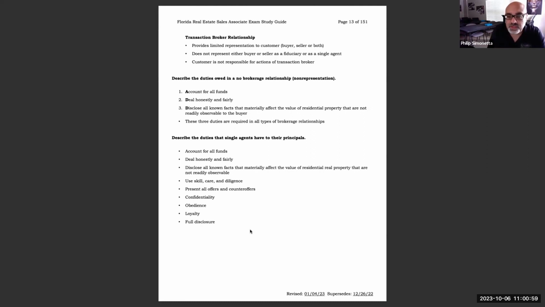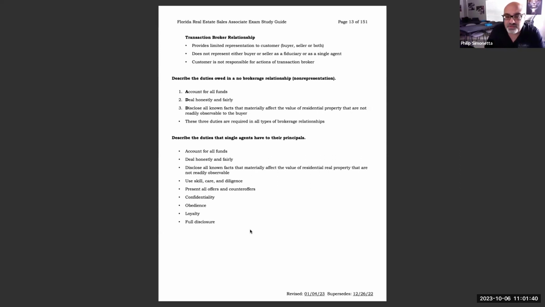So let's describe the duties for each of these relationships. Describing the duties owed in a no brokerage relationship, this would be non-representation. You have 3 duties. The acronym is ADD: account for all funds, deal honestly and fairly, disclose all known facts that materially affect the value of residential property that are not readily observable to the buyer. These 3 duties are required in all types of brokerage relationships. These are the minimum standards for all 3.